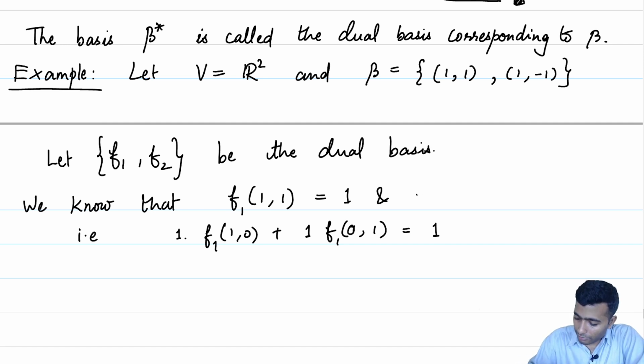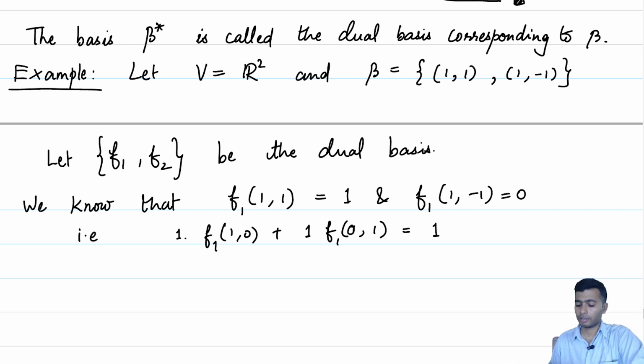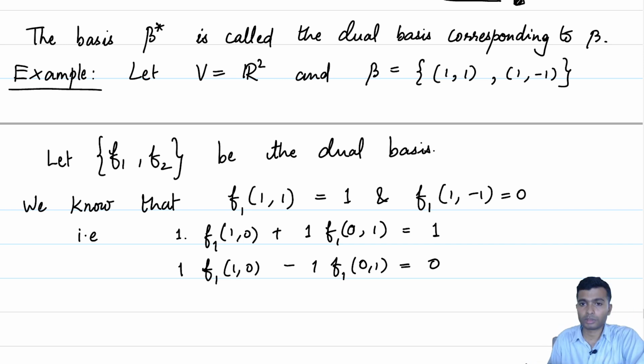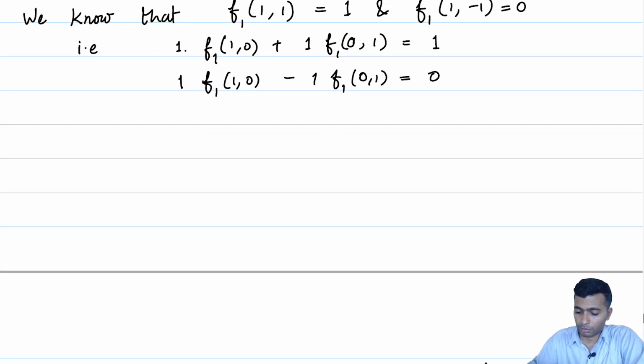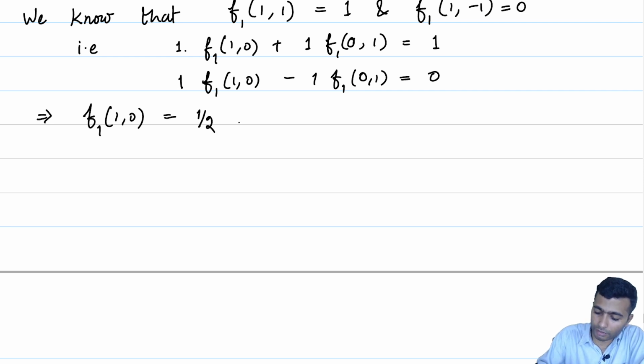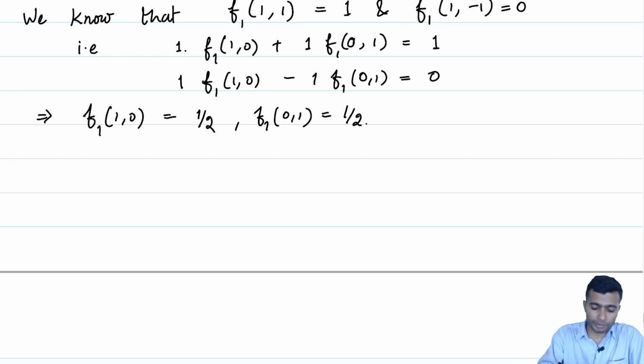We also know that F1 of (1, -1) is 0, right, and that is telling us that 1 times F1 of (1, 0) minus 1 times F1 of (0, 1) is equal to 0. Well, these two equations together tell us that F1 of (1, 0) is equal to half, and F1 of (0, 1) is also equal to half. Similarly, you can check.